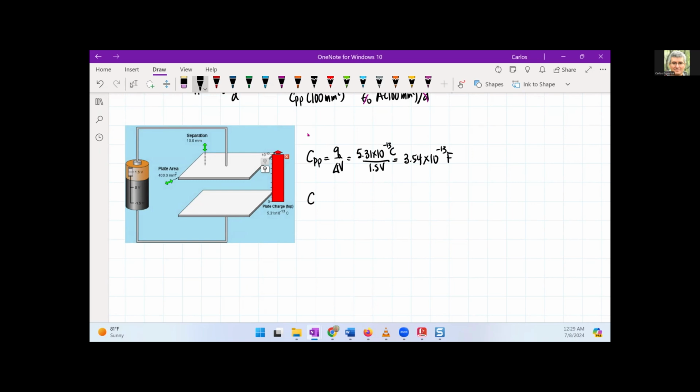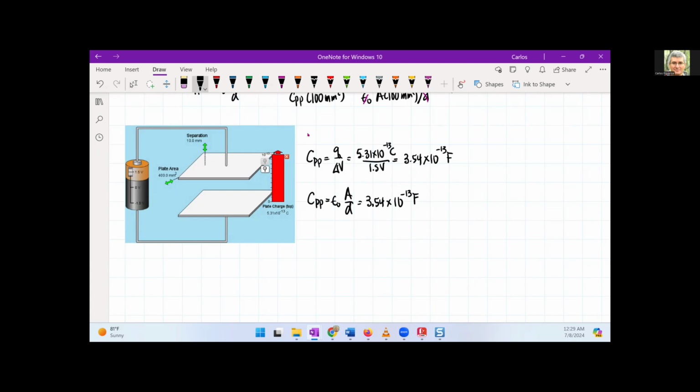So now, using the capacitance equation, the characteristic equation, putting in the exact same values that we just showed right here from the table, I immediately get 3.54 times 10 to the minus 13 farads.